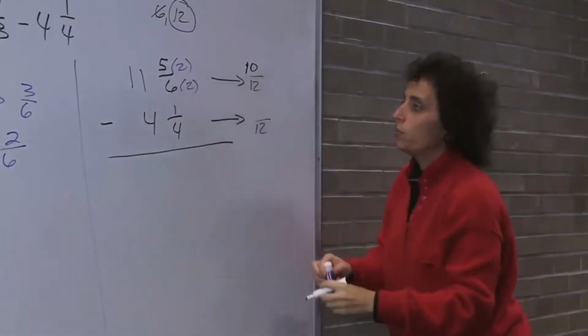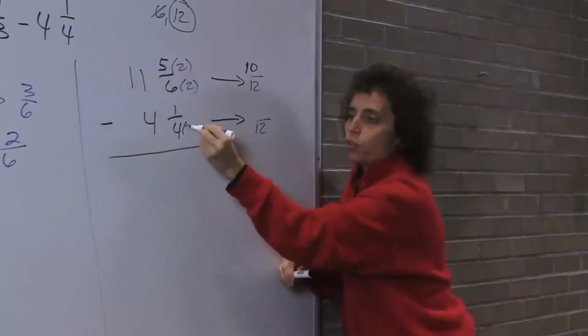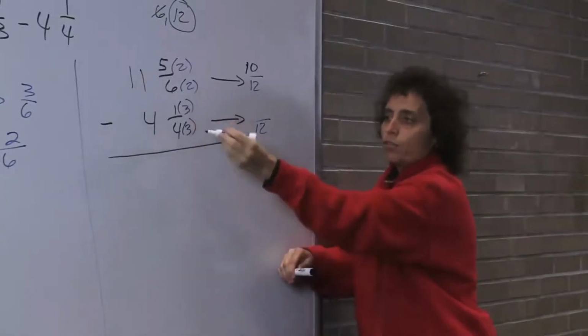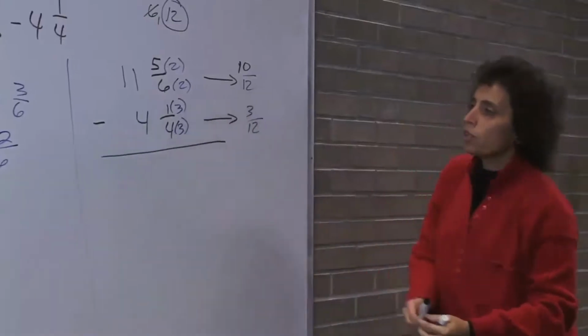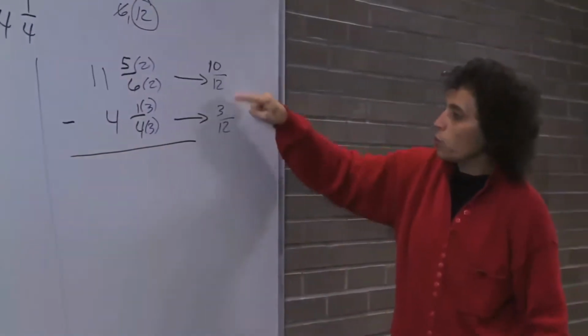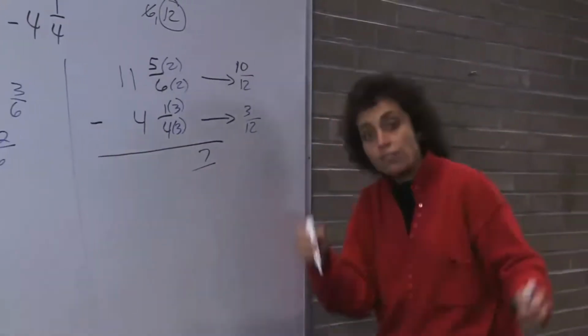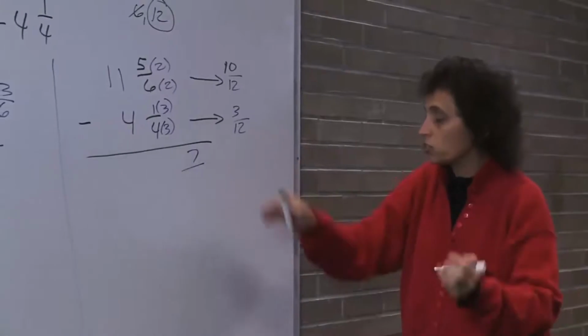So I have 10 12s. What times 4 is going to give me 12? 3. 3 times 1 is 3, so that's 3 12s. Remember what I'm doing? I'm subtracting. So 10 12s minus 3 12s. 10 minus 3 is 7. Or if you want to keep going, I have 10, I owe you 3. Any way you slice it, it's still 7.